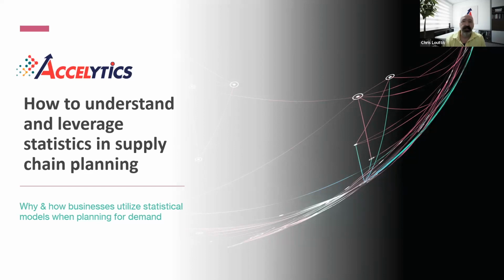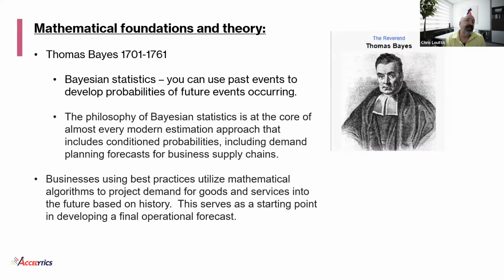To start it off, the basis for using statistics in supply chain planning comes from Thomas Bayes, who lived during the early 18th century. He's a famous mathematician, and there's an entire branch of mathematics based on Bayes' theorem known as Bayesian statistics. In a nutshell, it basically states that you can use the past to predict the future. Key point here is that it's not magic.